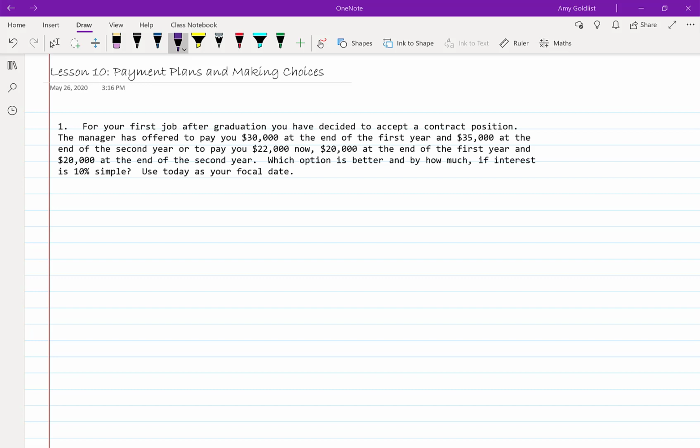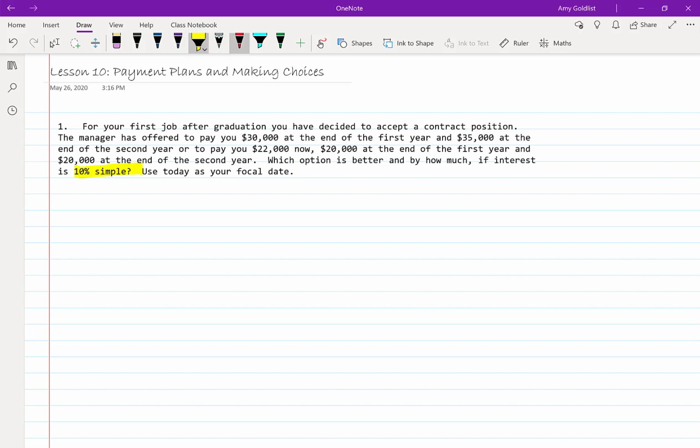For your first job after graduation, you have decided to accept a contract position. The manager offers to pay you $30,000 at the end of the first year and $35,000 at the end of the second year, or to pay you $22,000 now, $20,000 at the end of the first year, and $20,000 at the end of the second year. Which option is better and by how much if interest is at 10% simple? Use today as your focal date.